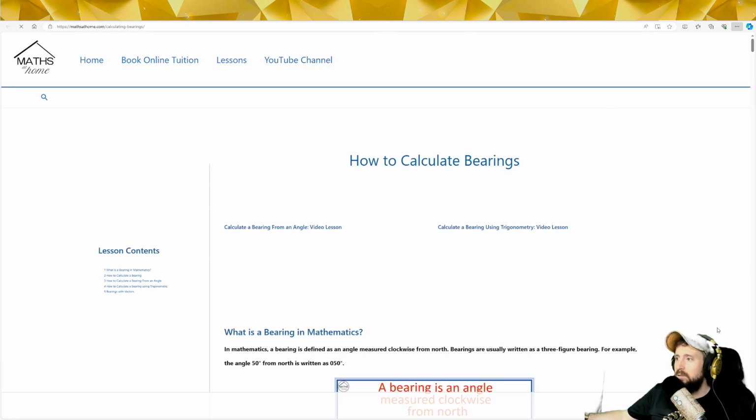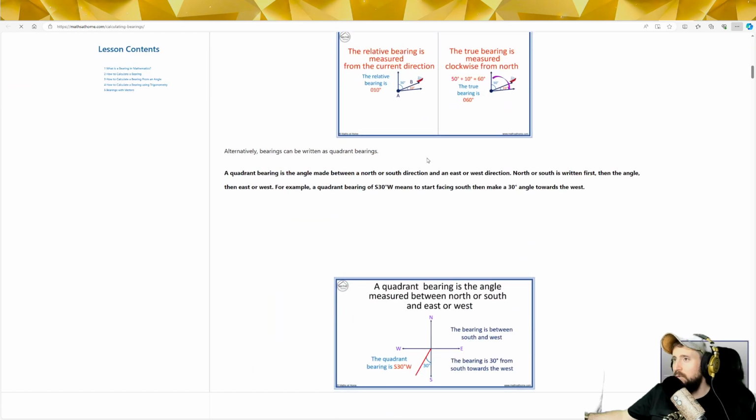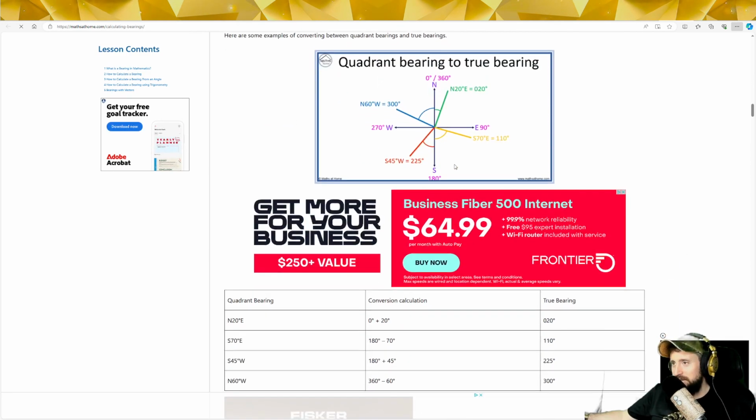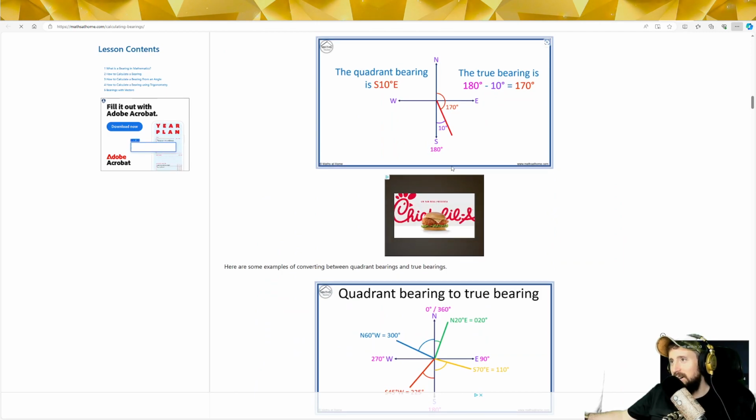Ugh, this is such a weird thing. What's the difference between bearing? I would just say north of south or south of east or something. Like what? Sorry. Quadrant bearing is that. The true bearing is that.